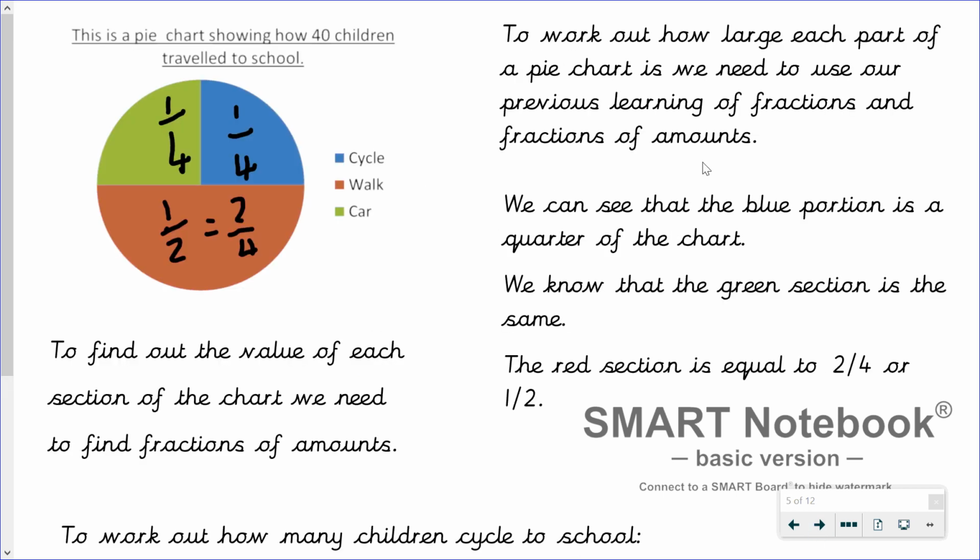Now, to work out how large each bit of a pie chart is, we use our previous learning of fractions. So here is a circle and we've split it.